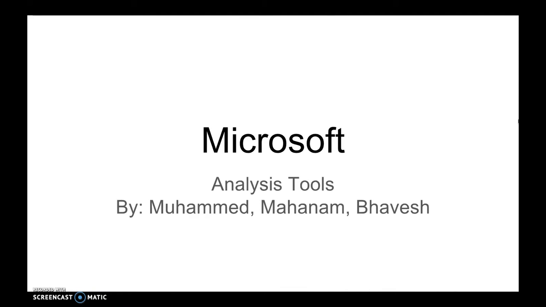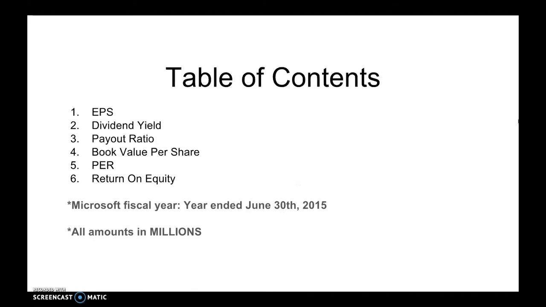The analysis and ratios we are going to be using in this presentation are EPS, dividend yield, payout ratio, book value per share, PER, and return on equity. The information that we're using is within the data of Microsoft's fiscal year ended June 30th, 2015.